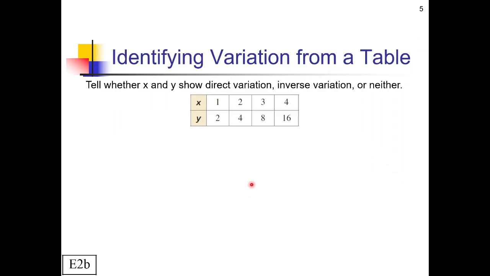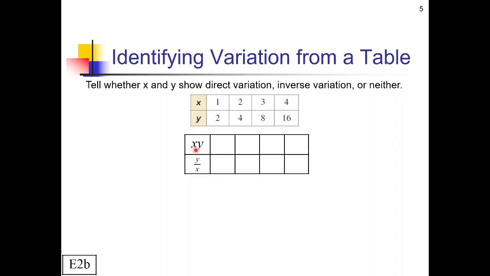Let's do one more of these table sorts of problems. Pause the video and try this one out. All right, so setting up my table with x, y, and y over x, let's do the products first. Those are the easiest ones. So 1 times 2 is 2, 2 times 4 is 8, and we don't have a constant product. We've already broken that pattern, so it's not going to be inverse variation.